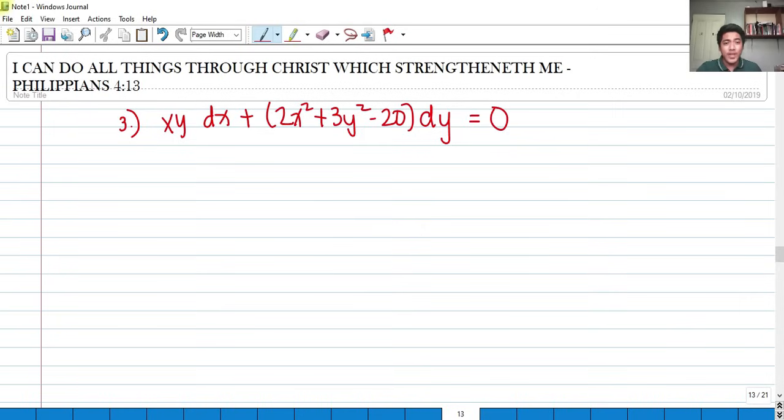I hope you learned something today for solving non-exact DE and making it into an exact DE by multiplying what we call the integrating factor.